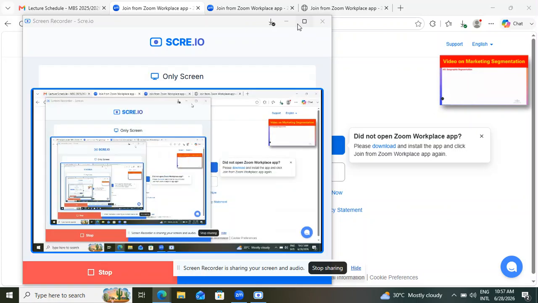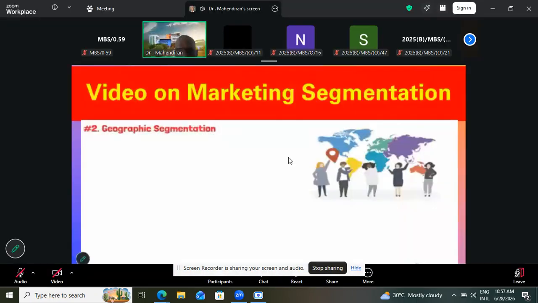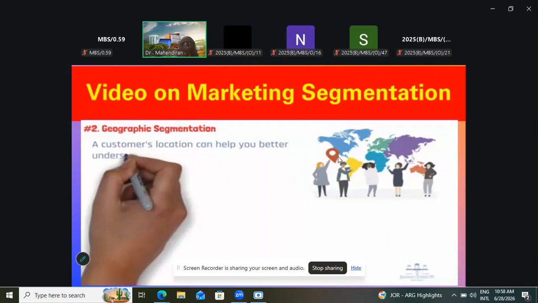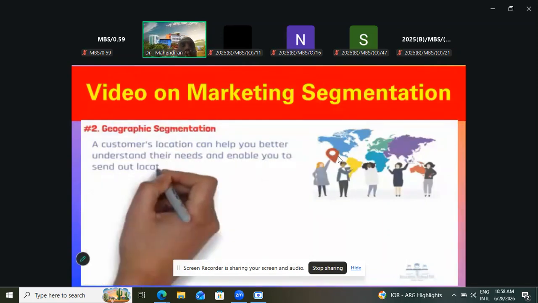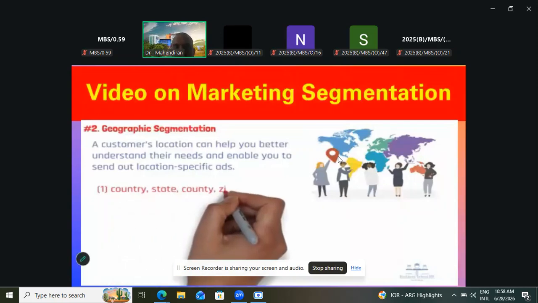Segmentation. Geographic segmentation, splitting up your market based on their location, is a basic but highly useful segmentation strategy. A customer's location can help you better understand their needs and enable you to send out location-specific ads. There are several kinds of geographic segmentation. The most basic is identifying users based on their locations such as their country, state, county, and zip code.